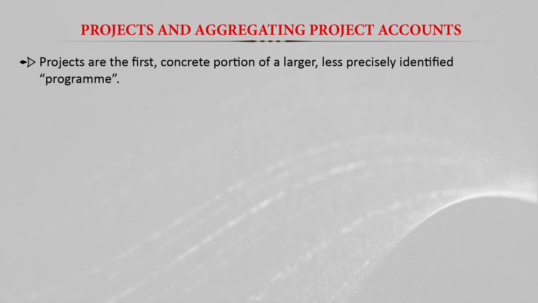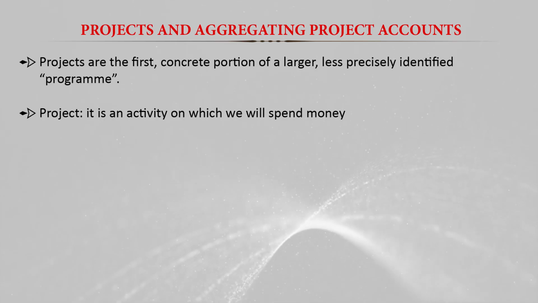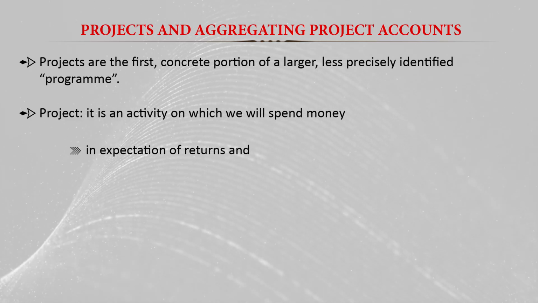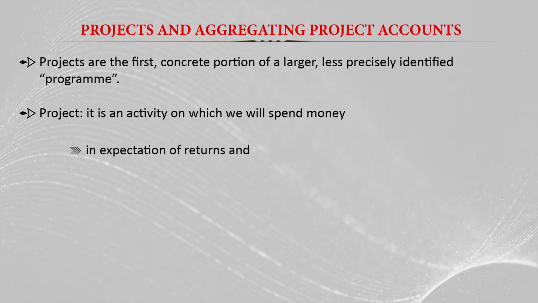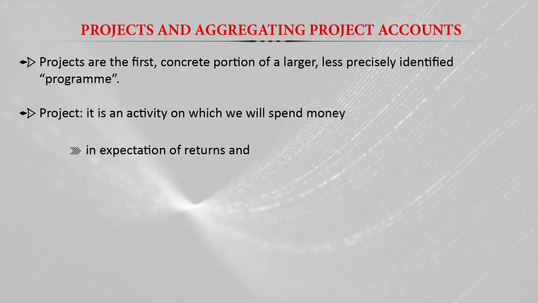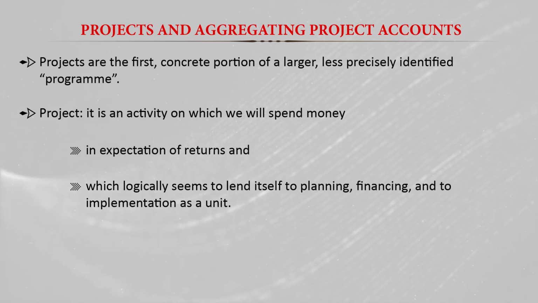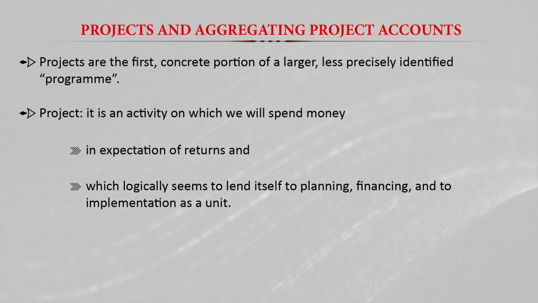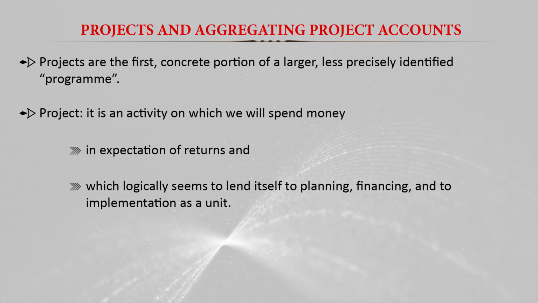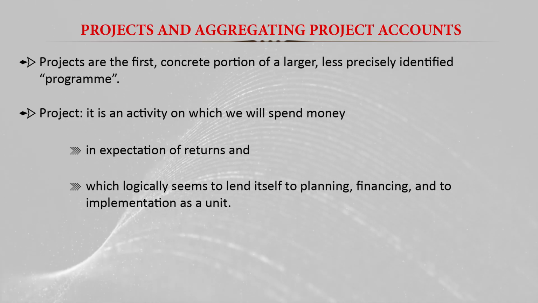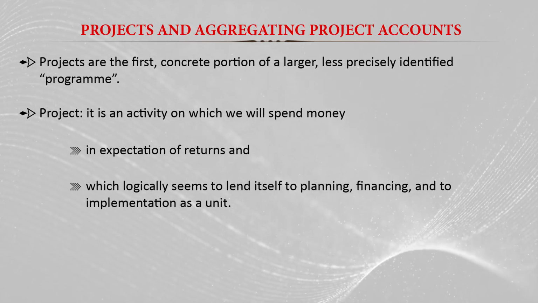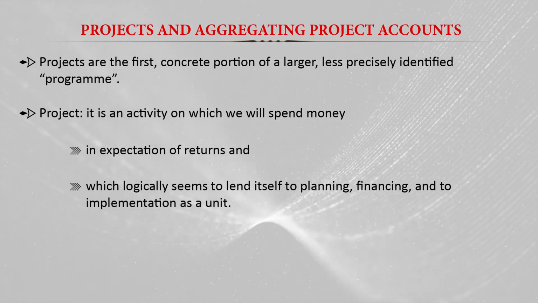How can we define a project? A project is an activity on which we spend money in expectation of return. So we spend some money and we expect to get some return out of that expenditure. A project is basically an investment activity in expectation of return, which logically lends itself to planning, financing, and implementation as a unit. The purpose of the project is that we make expenditure, and all the expenditure will be recovered from the output or the production activity of the project. So the project itself will repay the project activity. That is the concept.